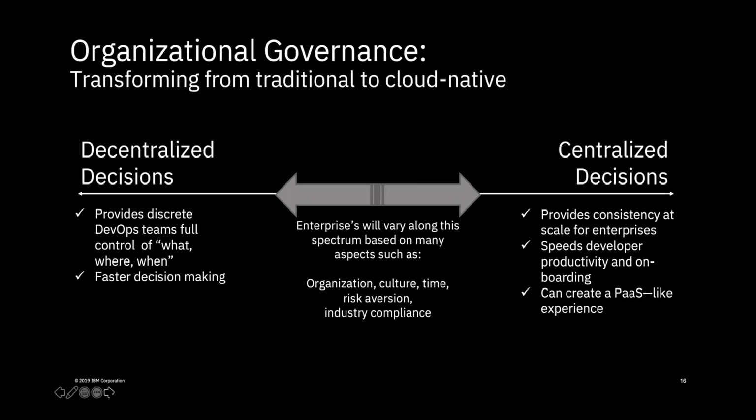And then there's the centralized decision makers where you have somebody who wants consistency. We want to do this at scale in our enterprise. We want developer speed, but they have to put rules in place, and developers don't like rules. So what we did is try to find what is the happy medium.